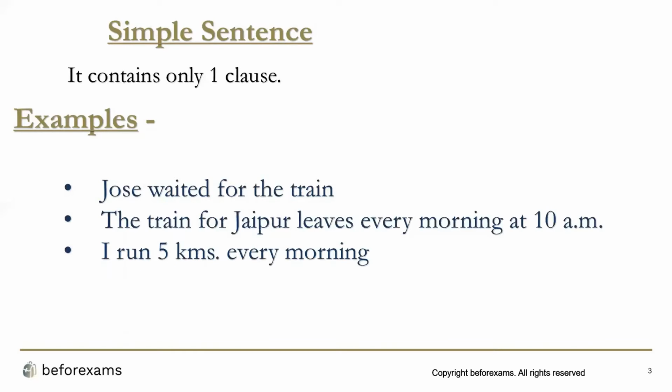Let's look at the other example. I run 5 kilometers every morning. Now, in this sentence also, I'm giving only one piece of information, that I run 5 kilometers every morning. So this is an example of a simple sentence.